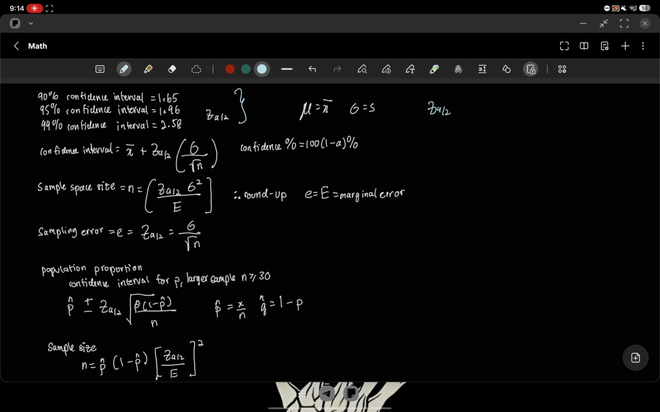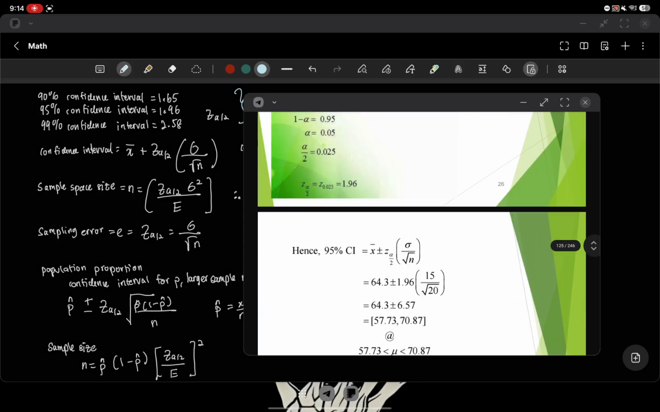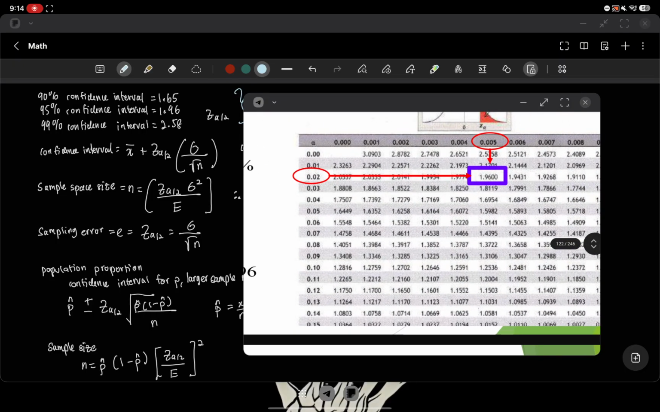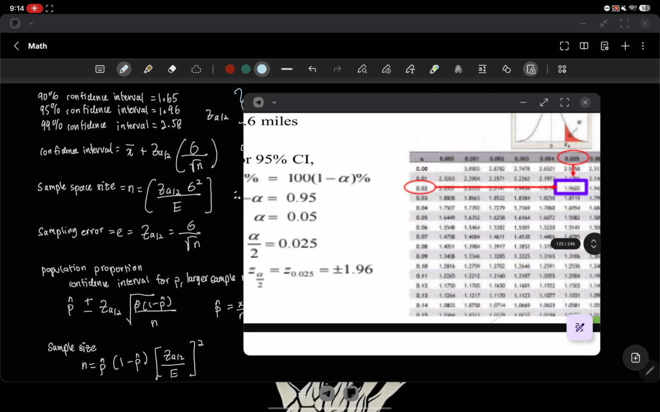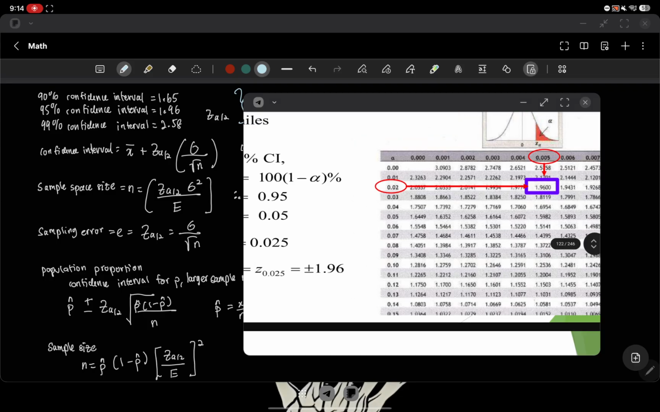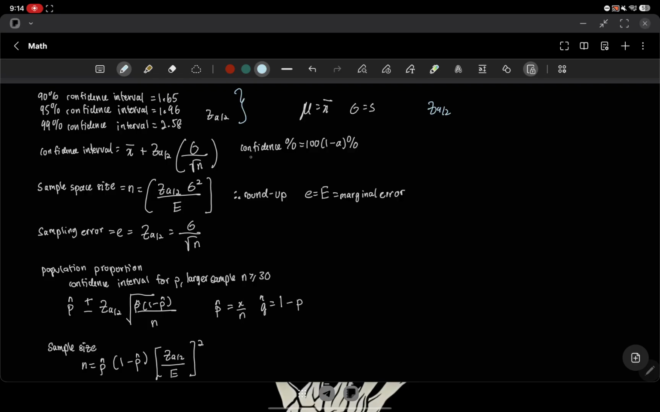This could also be found in the table. I don't have the table now, or I can show the table if needed. So this is the table. For example, if you want to find 0.025, it's 1.96. So 0.025 is for 95%. So we can find this using this formula.